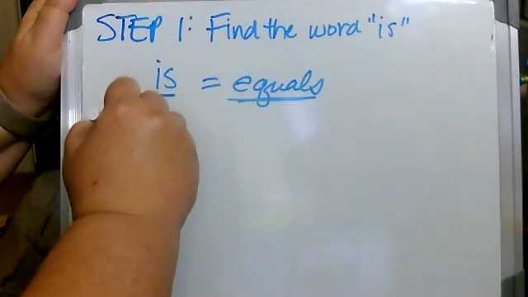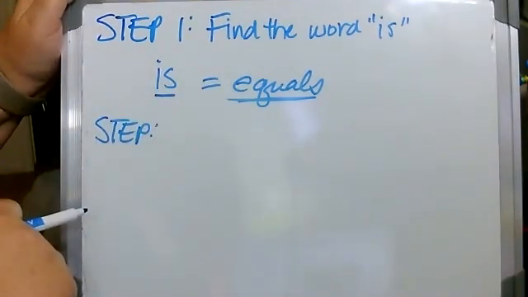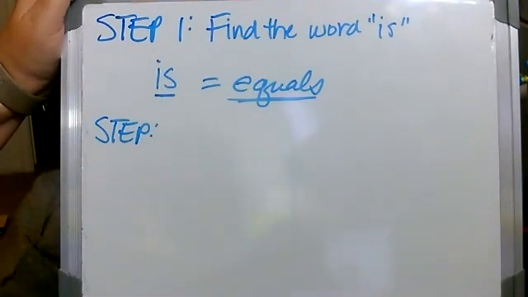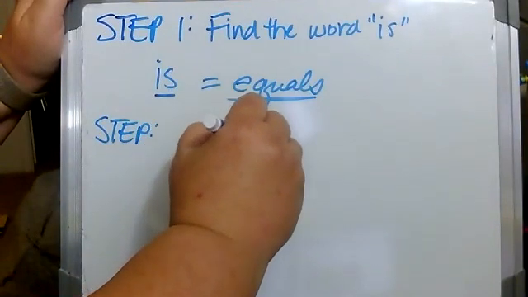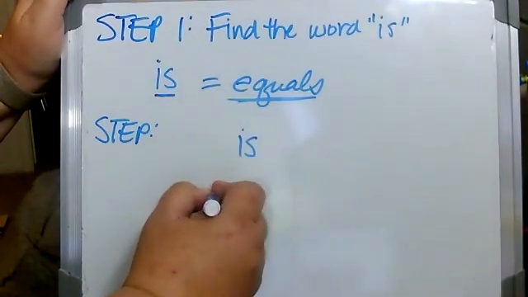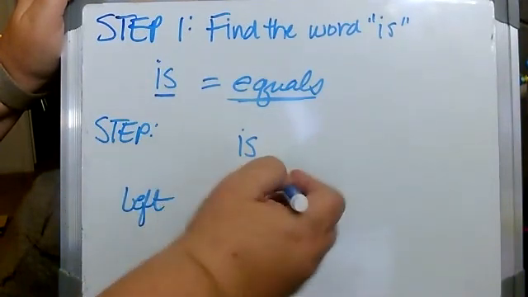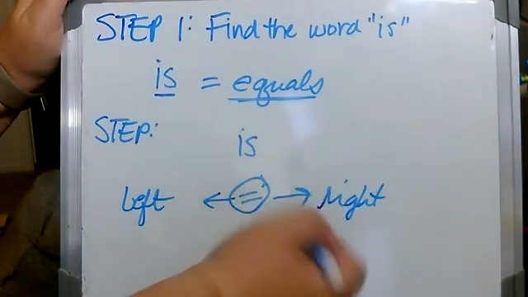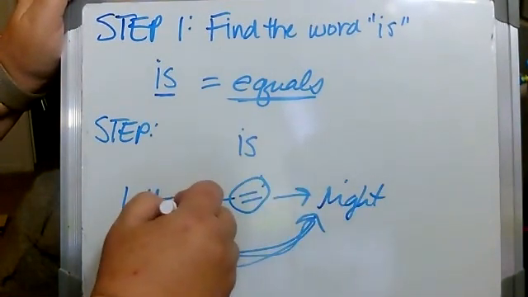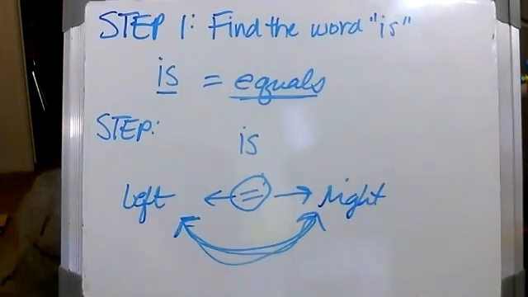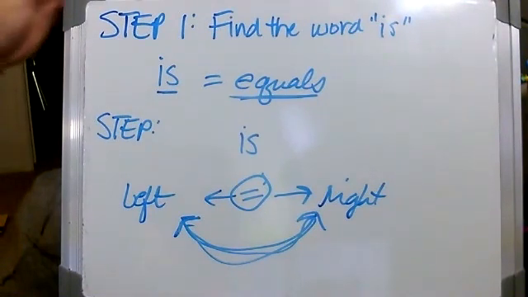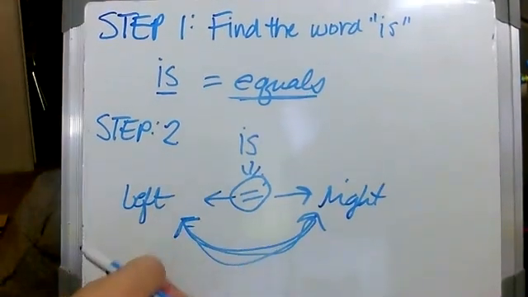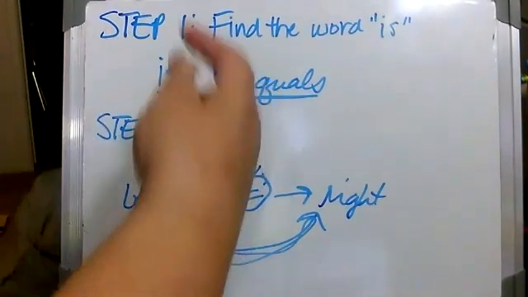Step 2. Everything that comes before the word is can be changed into math symbols and written to the left of the equal sign, and everything that comes after the word is should be written to the right of the equal sign. So when you find your is, which is equals, everything that comes before it can go to the left. Everything that comes after it can go to the right. And remember, when you have the equal sign, that means that this and this are going to be the same in value, not in actual words. Okay, so there's that. Step 1. Step 2, your is, everything before it can go to the left, and everything after it can go to the right.